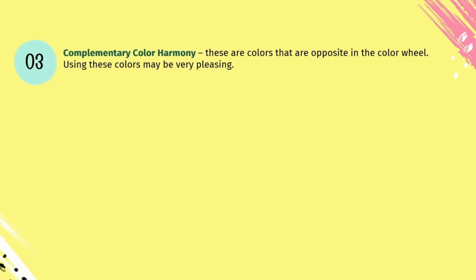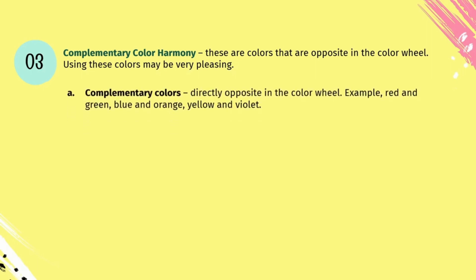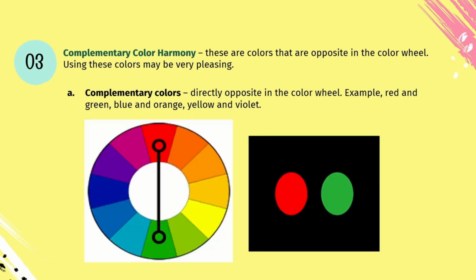The third is the complementary color harmony. These are colors that are opposite on the color wheel. Using these colors may be very pleasing. So letter A, we have the complementary colors, directly opposite on the color wheel. Example, red and green, blue and orange, yellow and violet. In this given picture, we have here red and green.